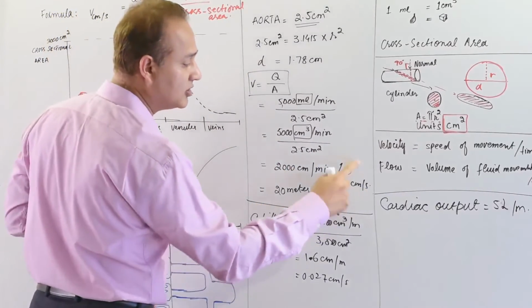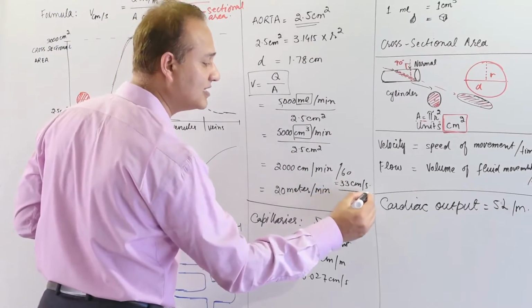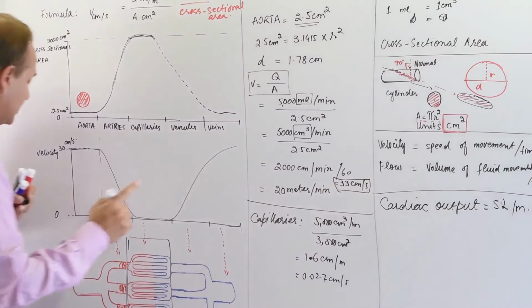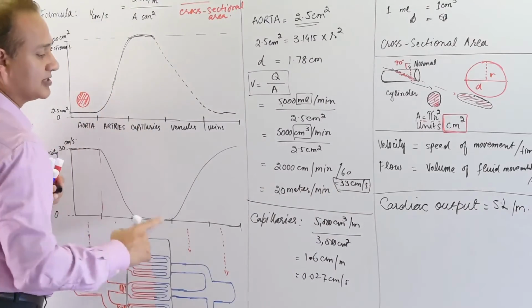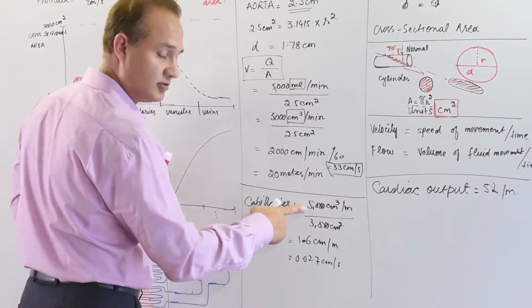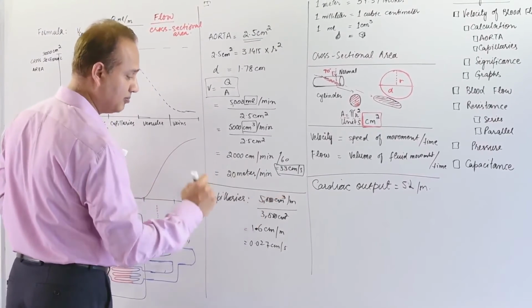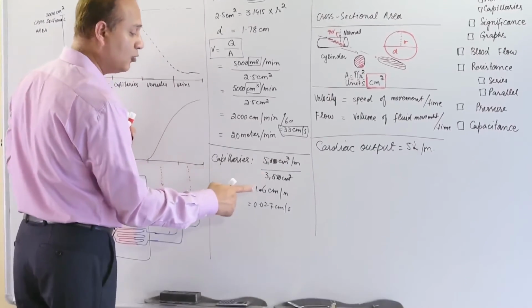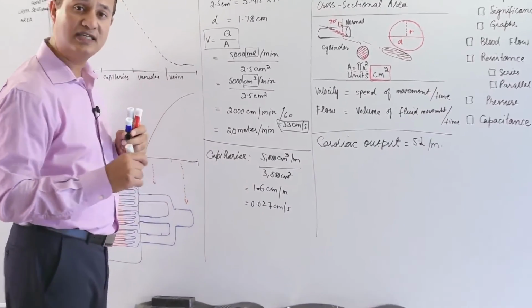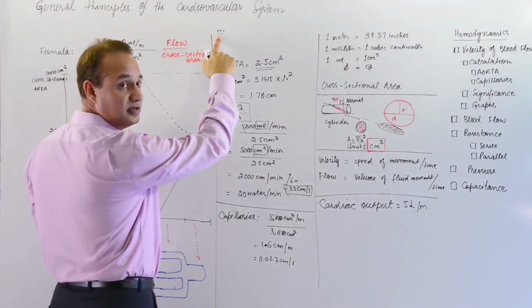If you convert it to seconds, you divide this whole thing by 60, it's about 33 centimeters per second. So that is what we have. We have marked here 30 centimeters per second. Now let's go to capillaries. The cardiac output is still the same, 5000 milliliters per minute. The capillaries' cross-sectional area is 3000 centimeters square. When you divide them, it comes to be 1.6 centimeter per minute. So really slow.